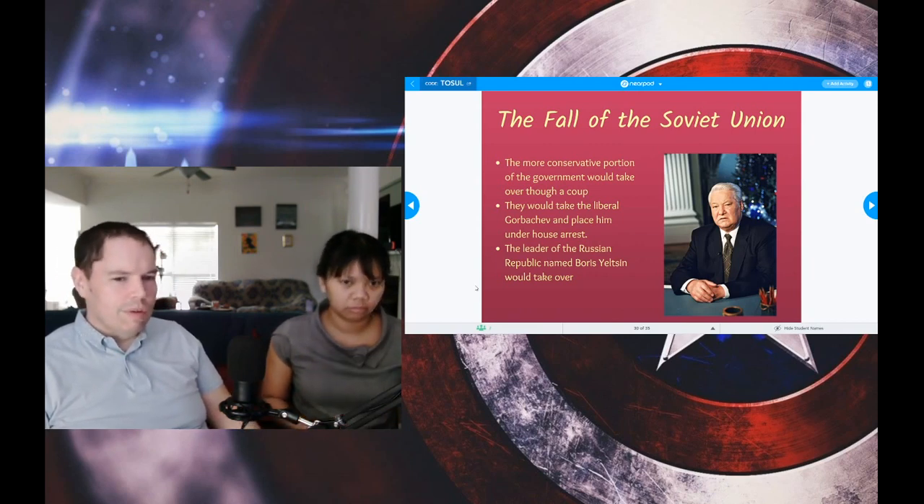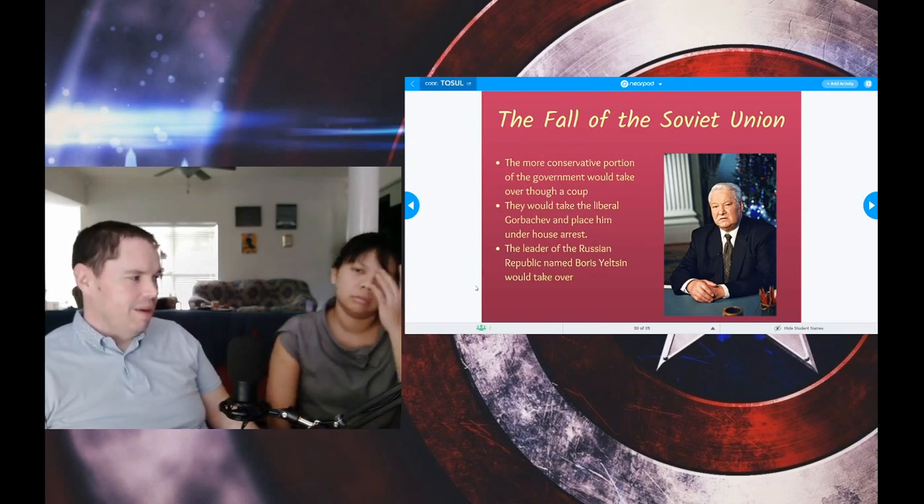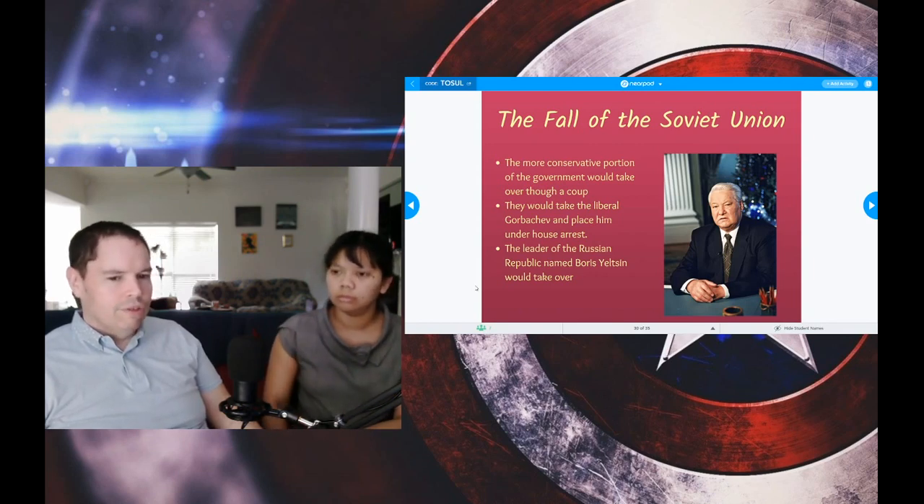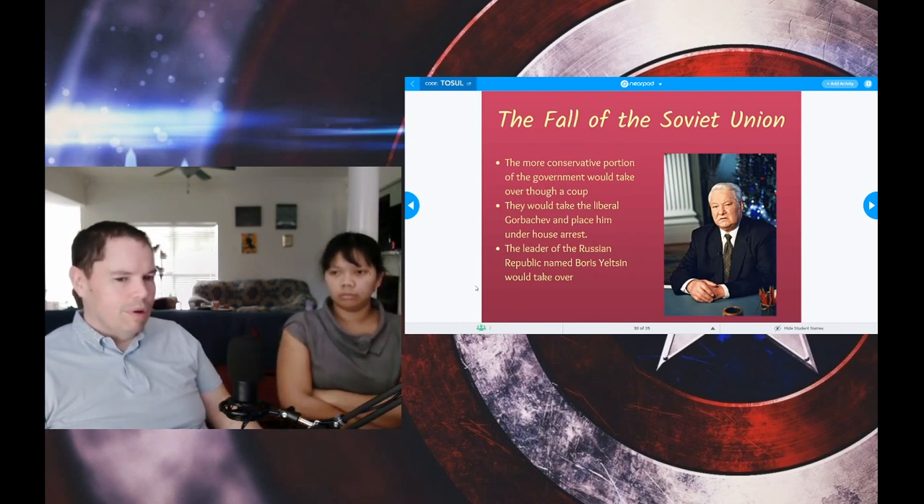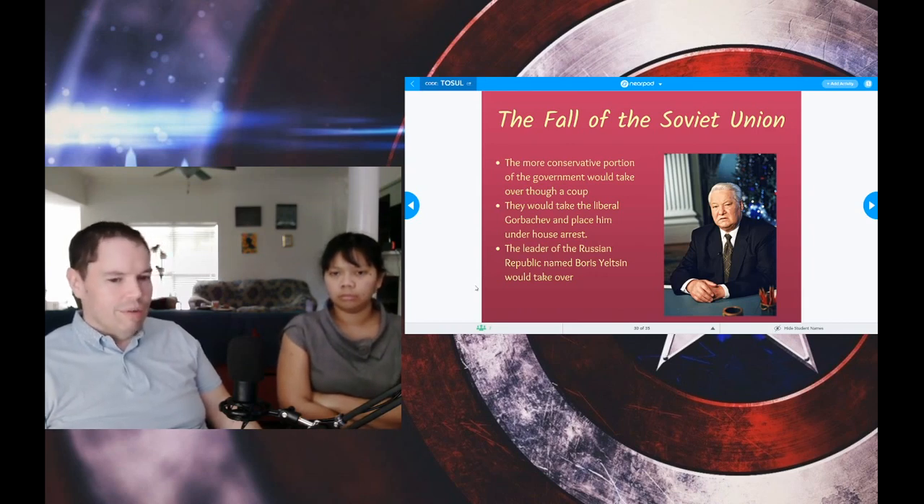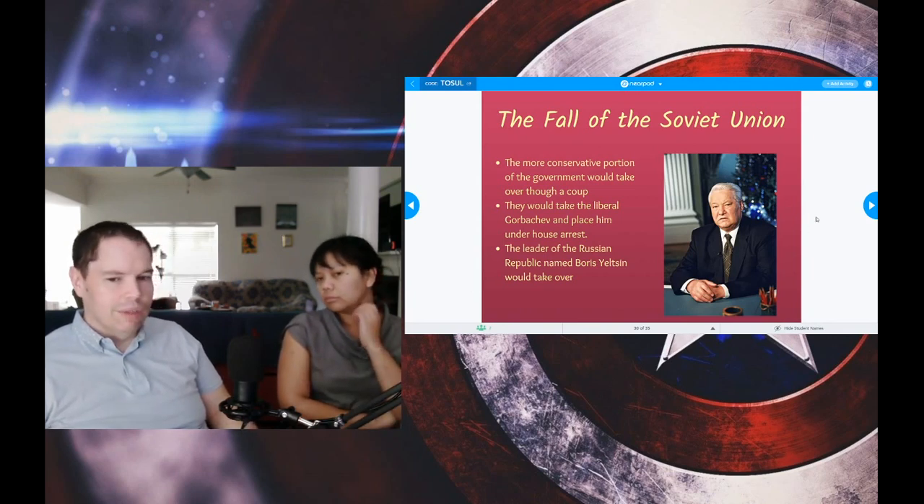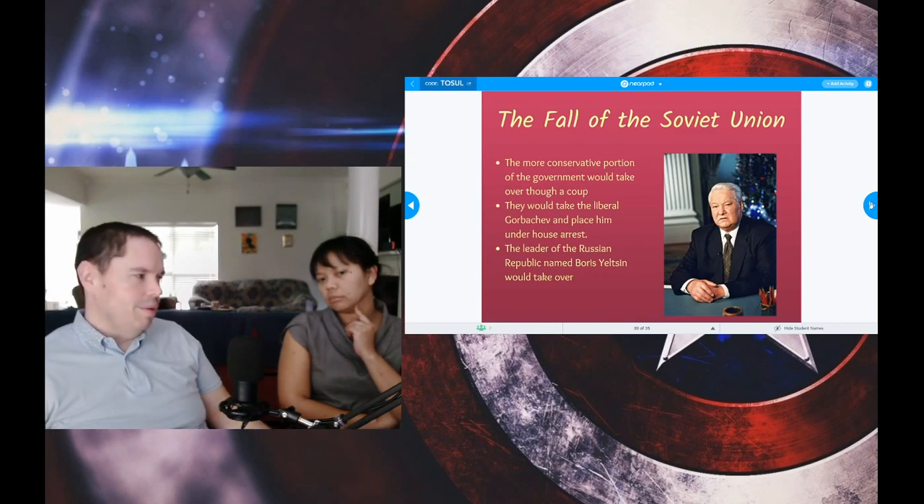Anyway, so the more conservative portion of the government decided, wait a minute, this is not good. The Communist Party cannot fall, and so on. So they decide to take the liberal Gorbachev and place him under house arrest. The leader of the Russian Republic is a guy named Boris Yeltsin, and he's going to take over. So he's going to be the new de facto leader. He was a governor, now he becomes kind of the president.